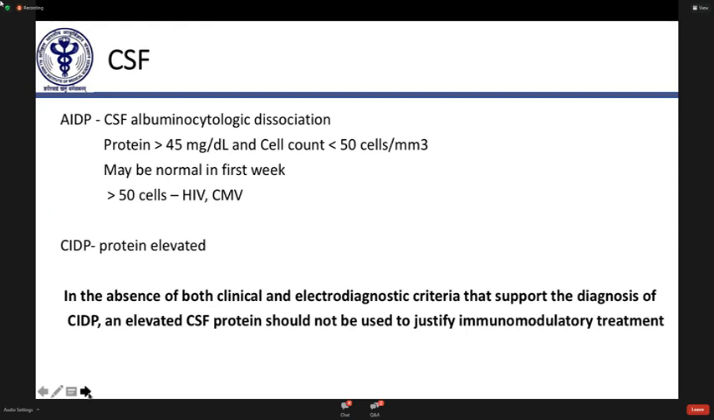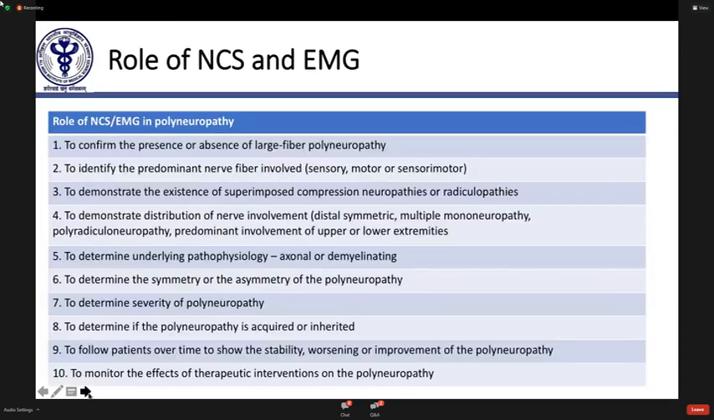If you are suspecting more than 10 cells, or more specifically more than 50 cells, think of infectious causes like HIV or CMV. In CIDP, proteins are elevated, but one caution for CSF examination in CIDP is that, in the absence of clinical and electrodiagnostic criteria, CSF protein should not be a justification to give immunomodulatory therapy. It should not be the idea that if CSF protein is elevated, let's give a chance and give an immunomodulator. CSF protein should not guide your treatment if none of the electrophysiological or clinical criteria satisfy CIDP.